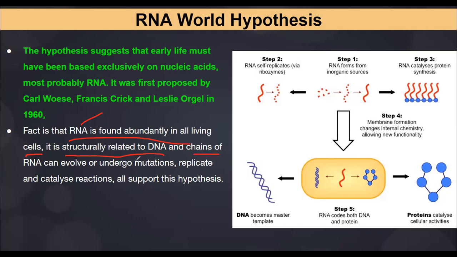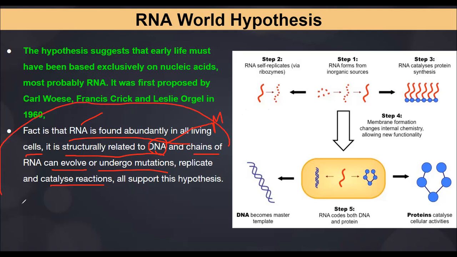Then chains of RNA can evolve and undergo mutation, just like our DNA is made up of chains of nucleic acid. RNA is also made up of nucleic acid. And just like DNA undergoes mutation, we have discussed the concept of mutation, even RNA can also undergo mutation. Also, I have just written over here, ribozymes. Certain RNA participates with enzyme and catalyzes reactions.